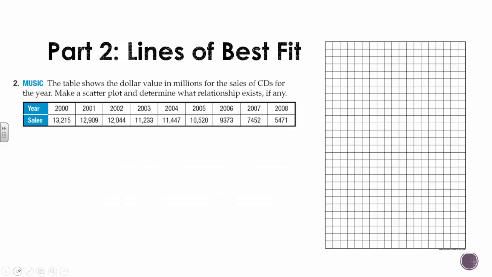When we're making our scatter plot, we should label our graph and come up with a good way to break the graph up. So this shows the dollar value in millions for the sales of CDs for the year. Make a scatter plot and determine what relationship exists, if any. So the independent variable is the year, that's going down here. And now I'm not going to start at year 0 because CDs didn't exist in year 0, and they start with the year 2000, so that's a pretty good place to start. Year 2000. And then this will be 2001, 2002, 2003. We'll keep on counting.